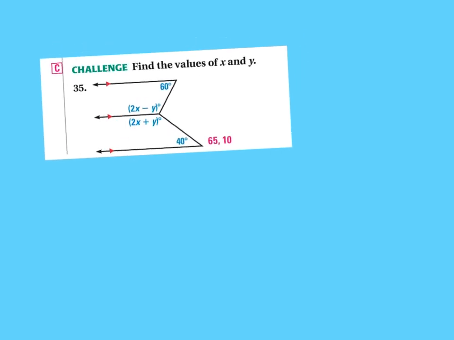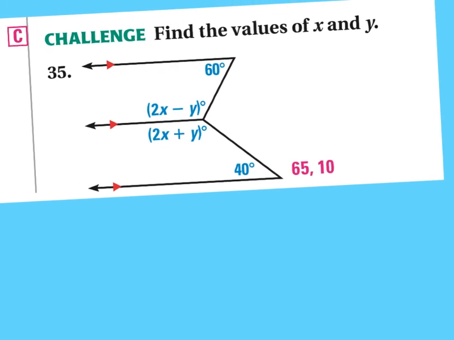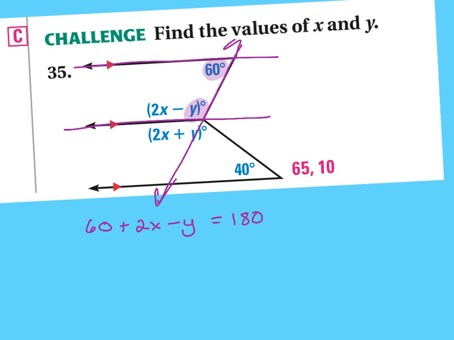All right, 35 says find the value of x and y. Look at this now that we just talked about what we talked about. Here's the difference. There are two variables built within these equations, right? So if this is parallel and this is my transversal, what's the relationship between 60 and 2x minus y? Same side interior, add up to 180. So 60 plus 2x minus y equals 180. How about if these are my parallel lines and this is my transversal? Also same side interior. 2x plus y plus 40 equals 180.